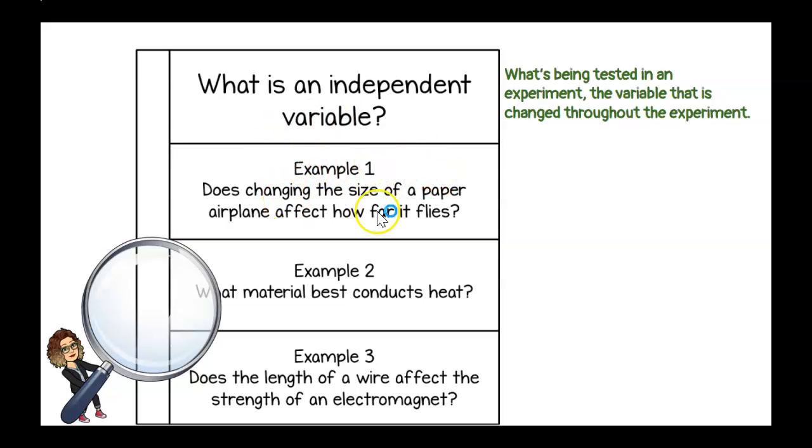Well, look at this example. Paper airplane. Example number 1. Does changing the size of a paper airplane affect how far it flies? So what is the variable that is going to change if it matches this example? Well, let's see. It's going to be the size of the paper airplane, just like in your experiment.